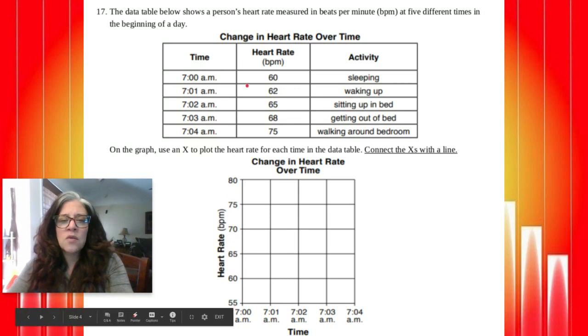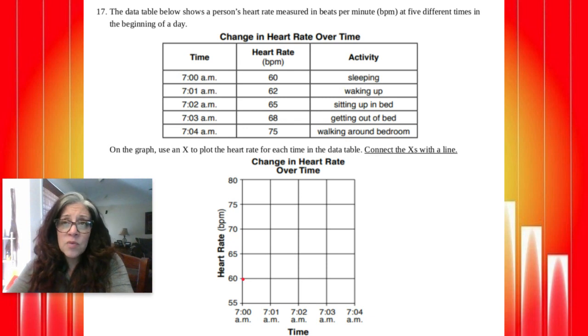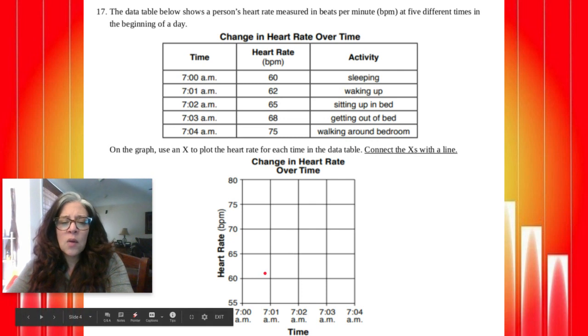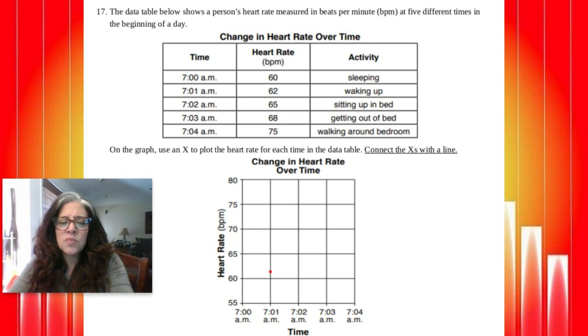So I go to 7 o'clock in the morning. I see that the heart rate is 60, and I will simply draw an X right here in this spot on the intersection between 7 a.m. and 60 because 60 is available on this graph. I will move over to 7:01 and I want to graph at 62. 62 is closer to 60 than 65, so I need that X to be around here somewhere. At 7:02, I am right on 65, so again, I am on an intersection. At 7:03, I am 68, which is a little closer to 70 than 65. So that's where my X should be. And at 7:04, I am directly on 75, again at an intersection.